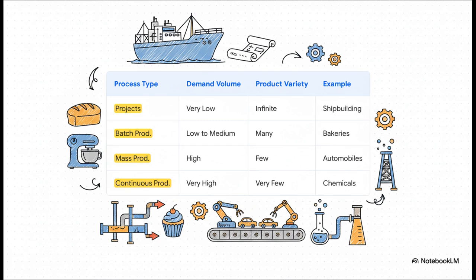In English, mass production is all about churning out huge volumes of a standard product for a mass market. Think cars. And finally, continuous production.